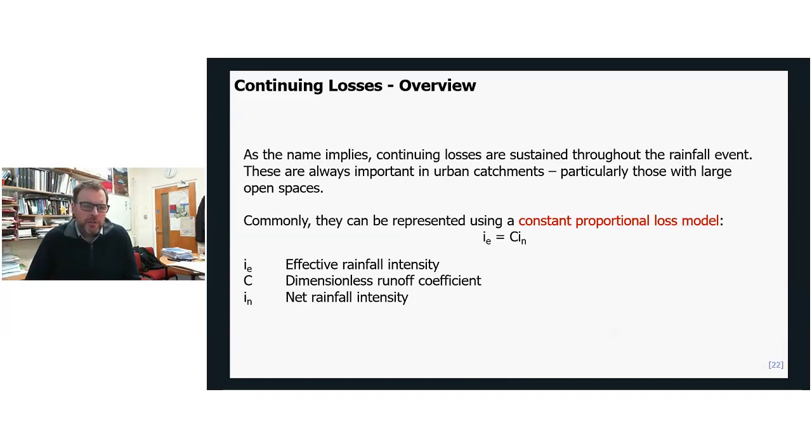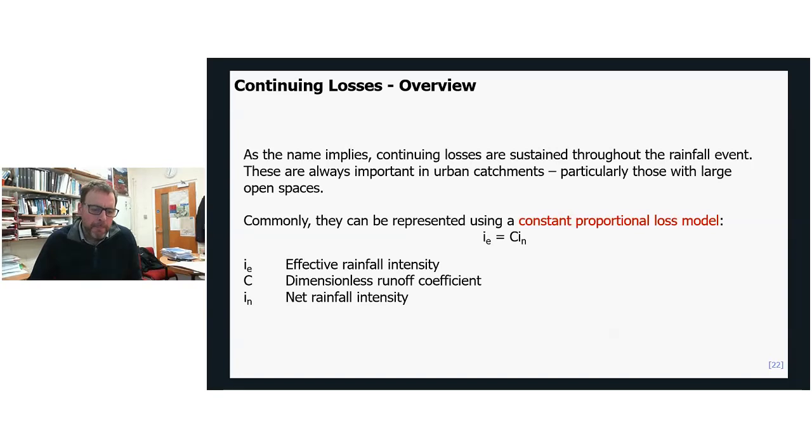So, continuing losses. As the name implies, continuing losses are sustained throughout the rainfall event. These are always important in urban catchments, particularly those with large open spaces. Commonly they can be represented using the constant proportional loss model. Here, the effective rainfall intensity I is equal to the net rainfall intensity multiplied by some runoff coefficient.